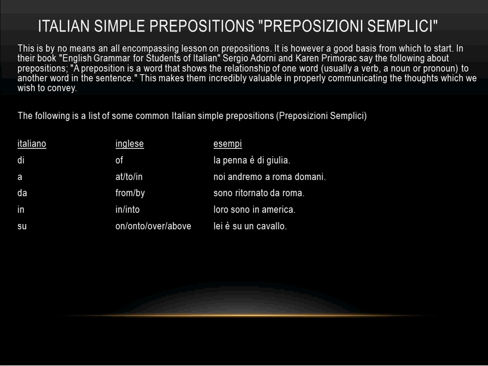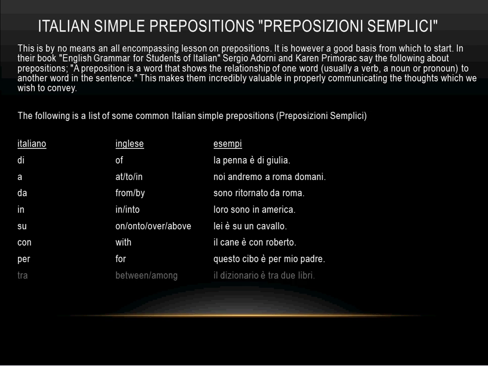Su, on, onto, over or above. Lei è su un cavallo. Con, with. Il cane è con Roberto. Per, for. Questo cibo è per mio padre. Tra, between or among. Il dizionario è tra due libri. Fra, between or among. Il ragazzo è fra i suoi fratelli.